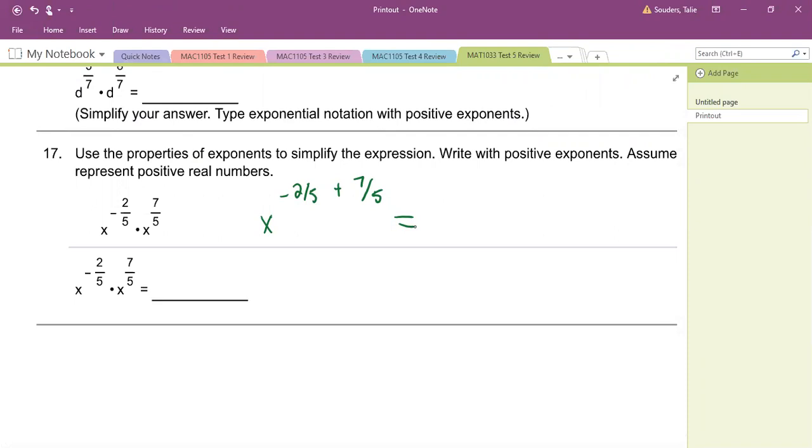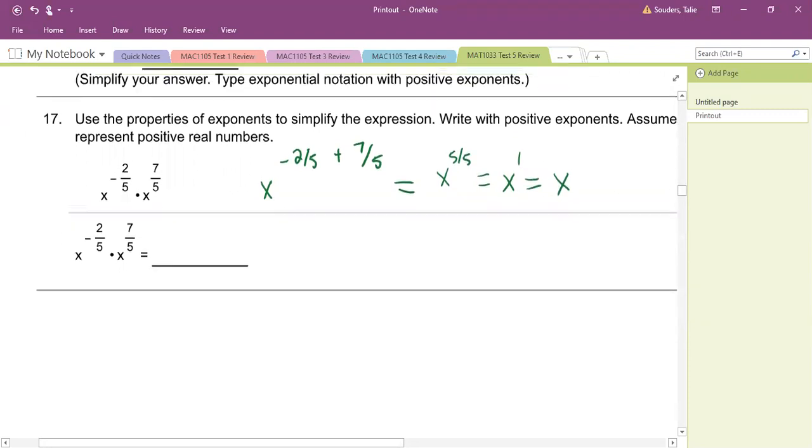Wouldn't it just be x because it would be 5 over 5? Exactly, it'd be 5 over 5, which is just 1, right? So then you would have x to the 1st power, which I agree with you is just x. Very good. Is there another way to get that?